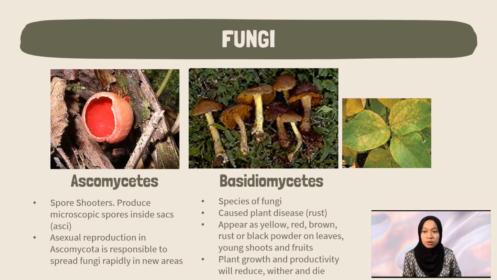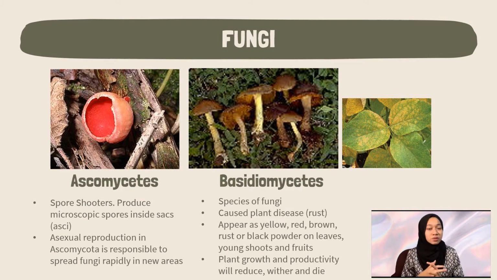The asexual reproduction in Ascomycota is responsible for spreading fungi to new areas. In conclusion, we can say that this is how ascomycetes spread disease on plants. Basidiomycetes is a species of fungi that can cause a plant disease called rust. Rust can affect many economically important plants and usually appears as red, yellow, brown, rust, or even black powdery spots on leaves, young shoots, and fruits.